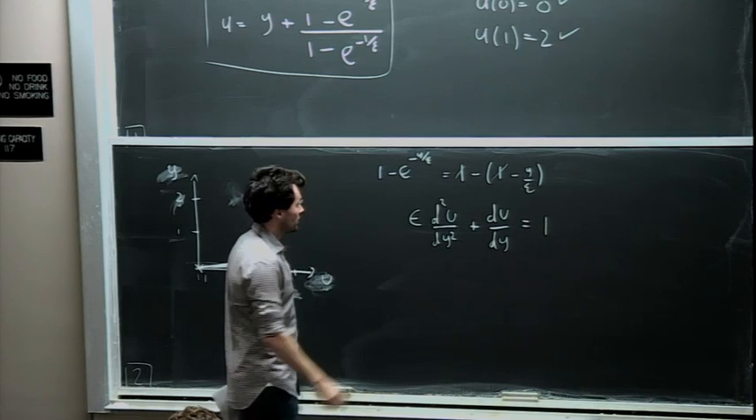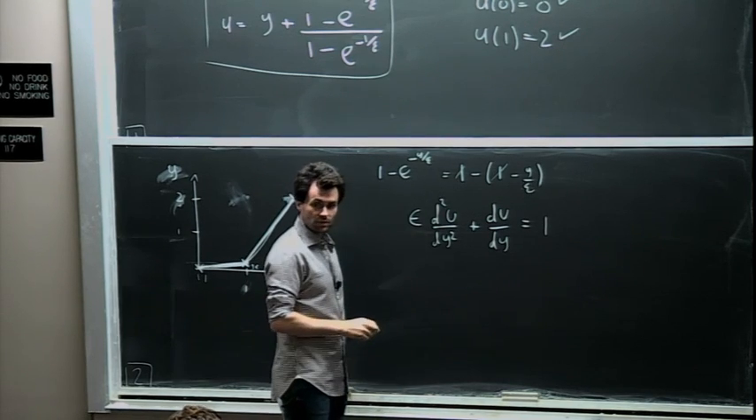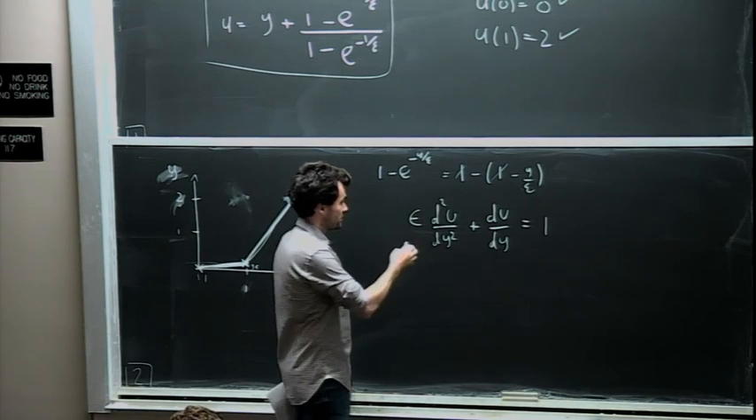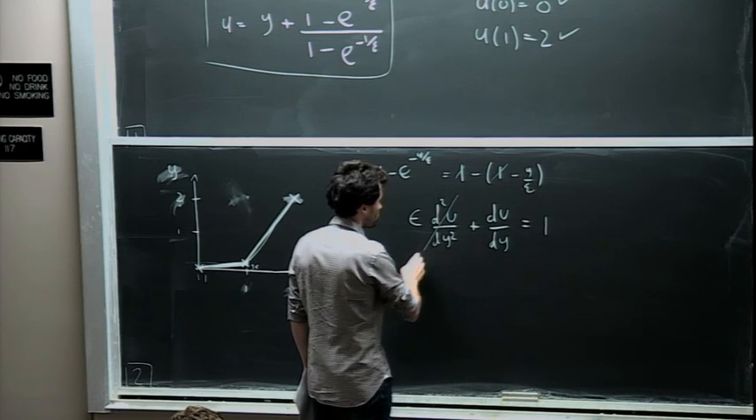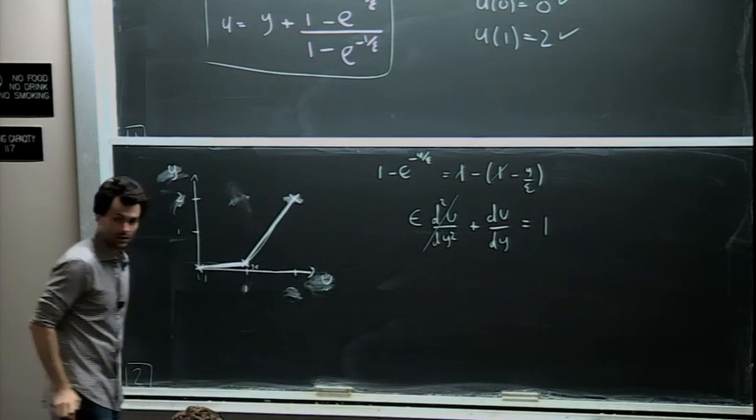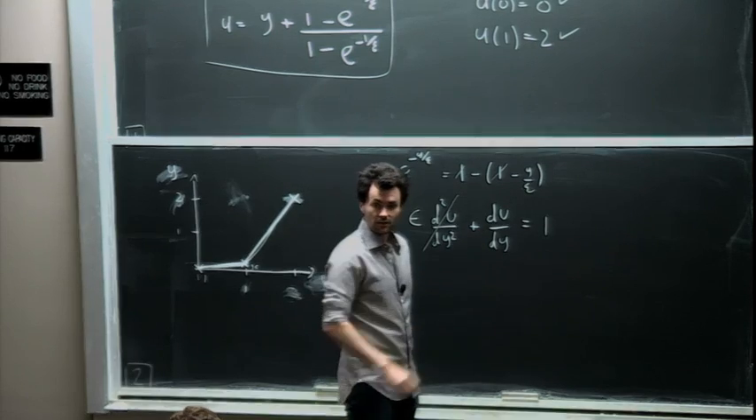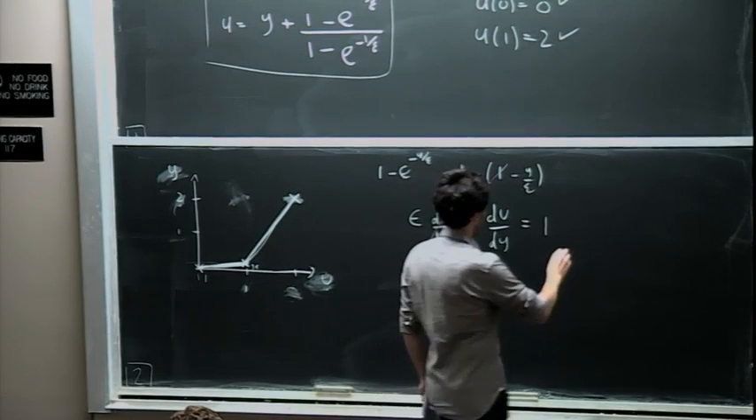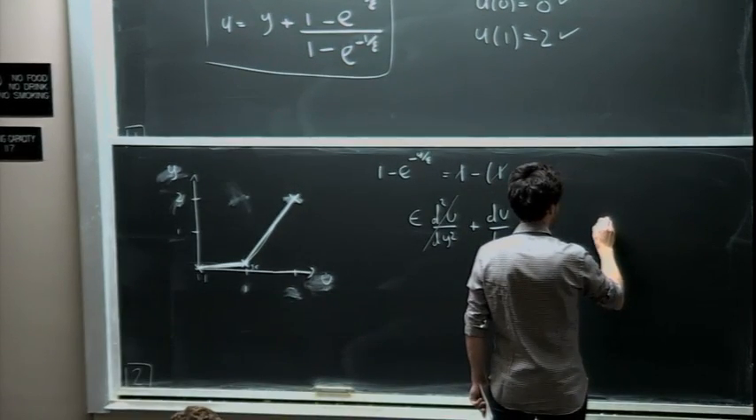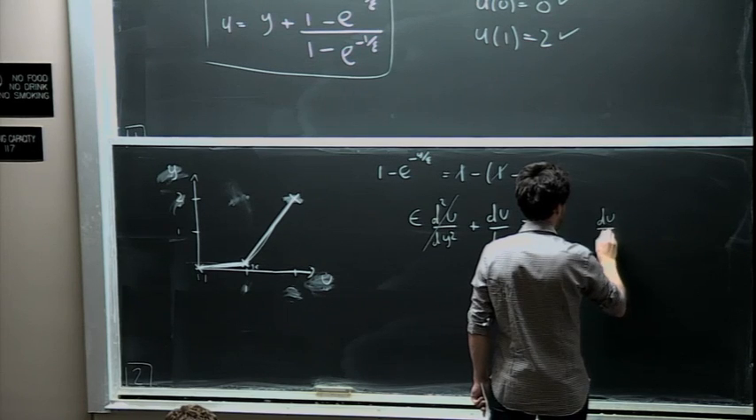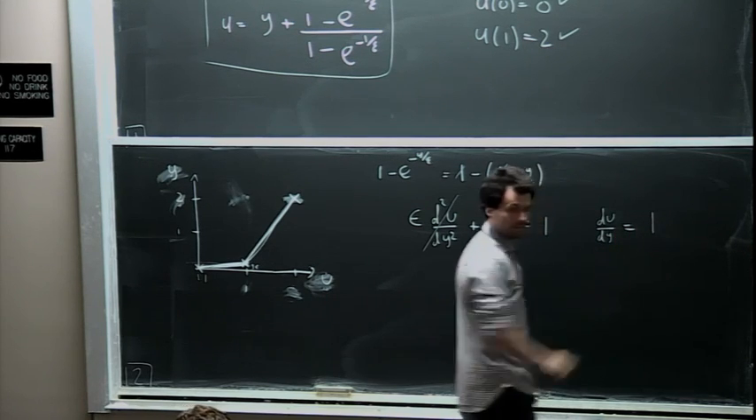And what we did before is we basically had a very small parameter, which was the Reynolds number in that case over there, and we chose to neglect this term over here, and then we went ahead and solved. So we can do the same thing over here. Right? And so now what we have is du by dy is equal to 1.